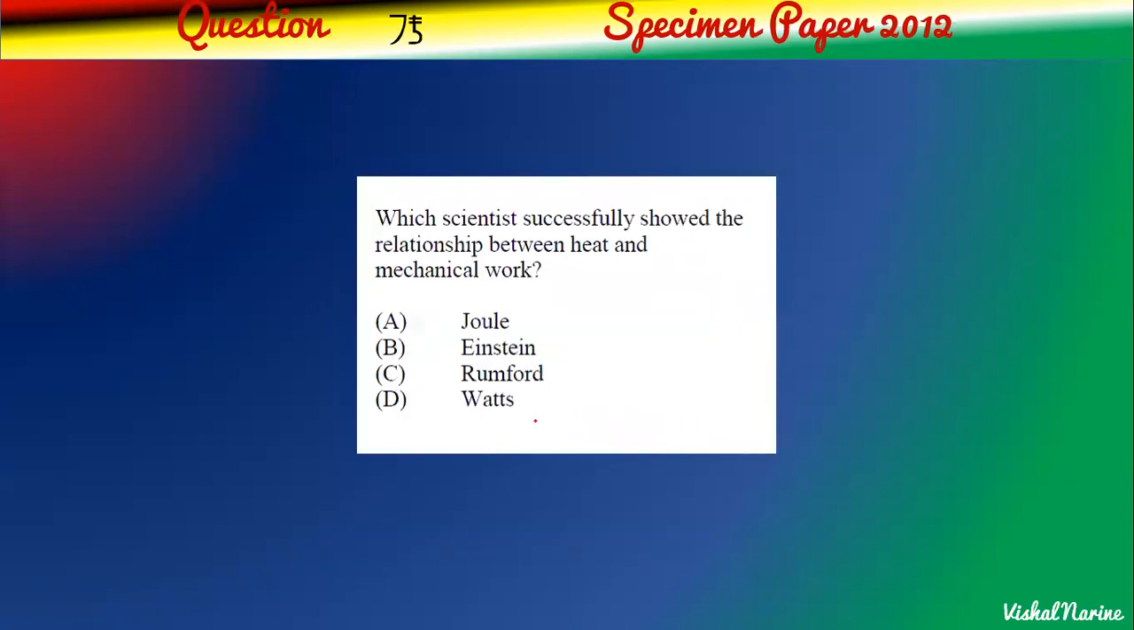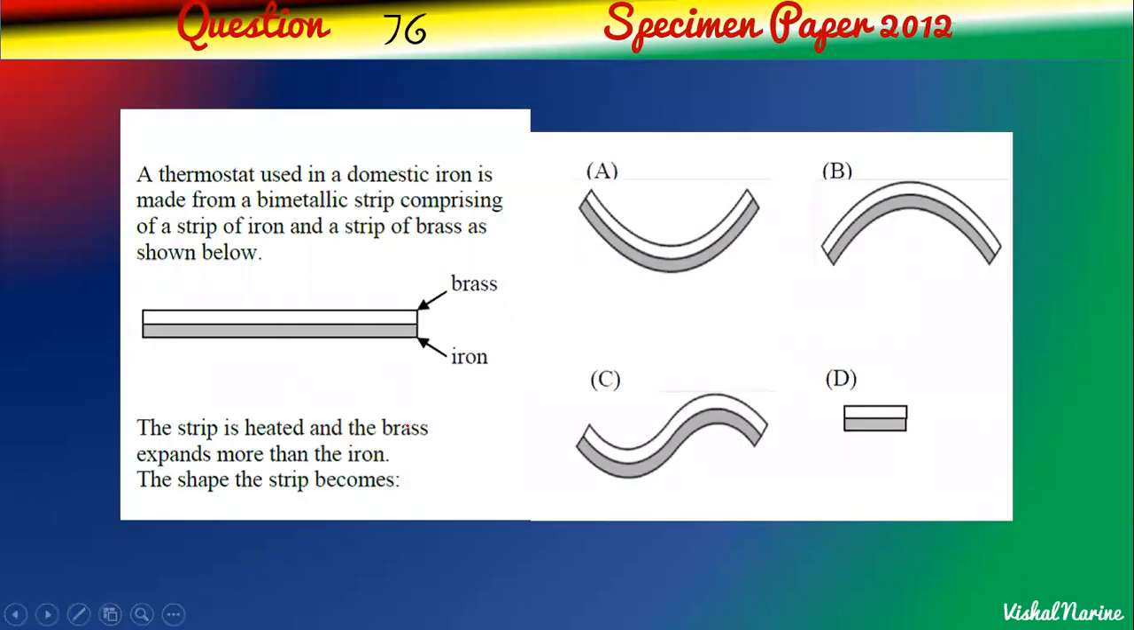75, which scientists successfully showed the relationship between heat and mechanical work. We worked this question yesterday, so this was the Joule, this Joule rather. 76. Question tells you that when this bimetallic strip is heated, brass expands more than the iron. So which shape is that showing? Or what is going to be the result rather? All right, so yes, it is B.